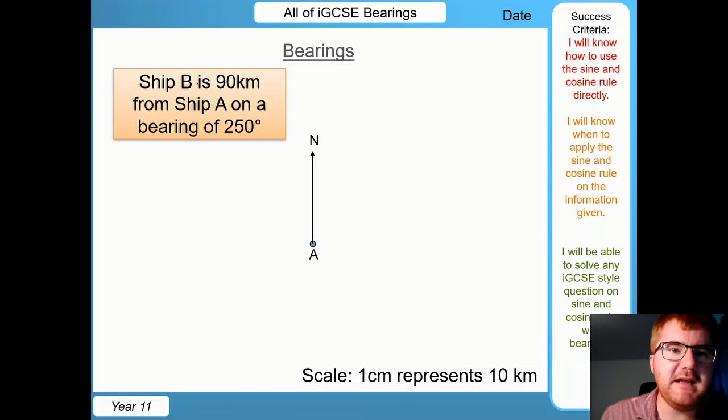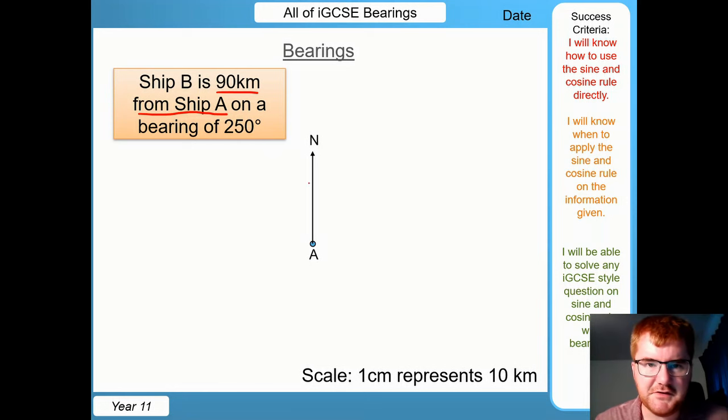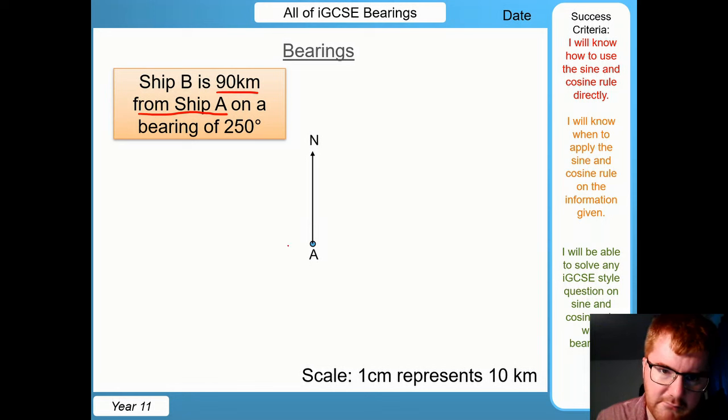So ship B is 90 kilometers from ship A on a bearing, again, that from ship A is important, on a bearing of 250 degrees. So the first thing we want to do is we want to do a 250 degree angle going all the way round clockwise. It's going to give us a big angle.